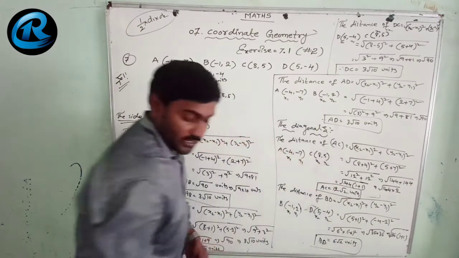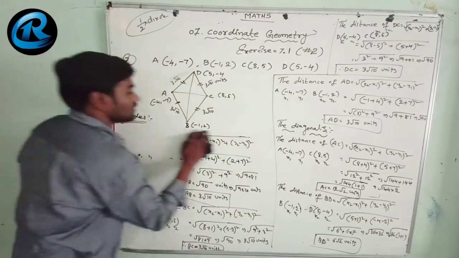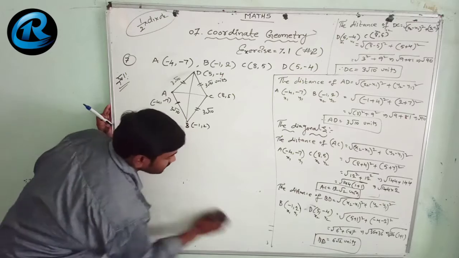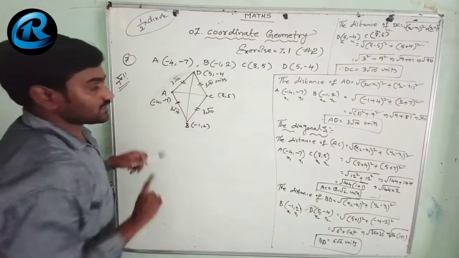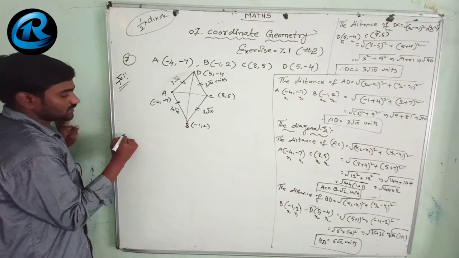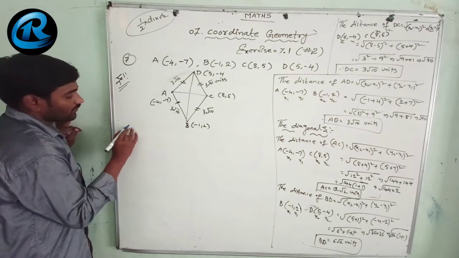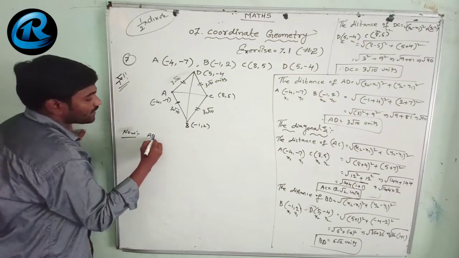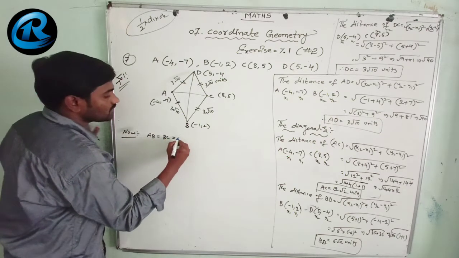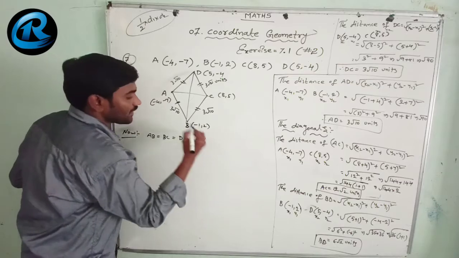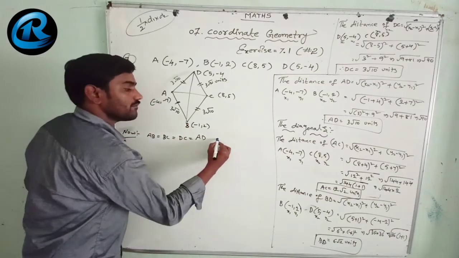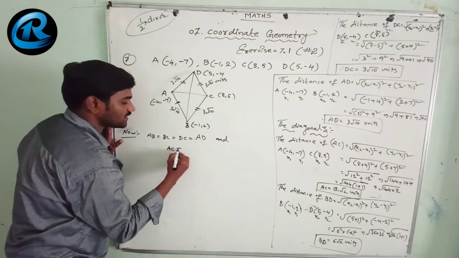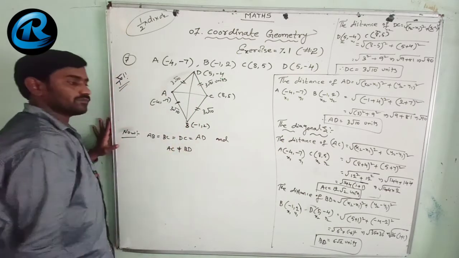Now here we can confirm that. Here I will write the answer. Again, the answer is not completed. See, we can say that AB is equal to BC equal to DC equal to AD, and AC is not equal to BD.